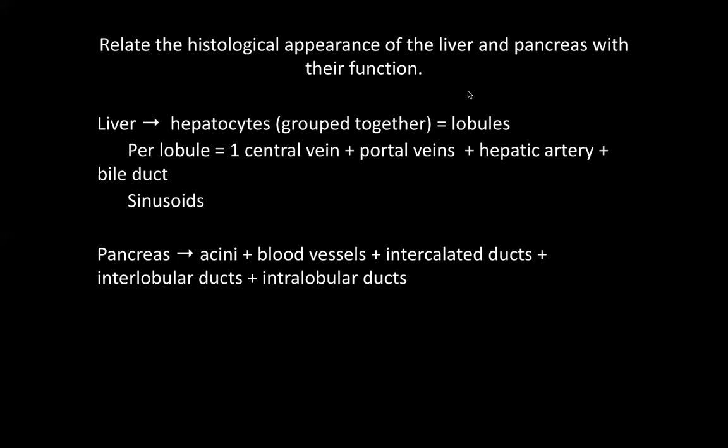The sinusoids are found between the lobules, which serve as a passageway for bile to go into the bile duct. For the pancreas, it's made up of acini, and within the acini you would find the blood vessels that are needed to supply nutrients to the organ and drain blood from it. You have intercalated ducts that receive the hormones and enzymes produced by the pancreas. All of these hormones are collected via the interlobular ducts found within the acini and transmitted out of the pancreas via the intralobular ducts.